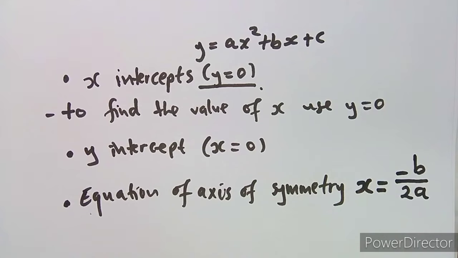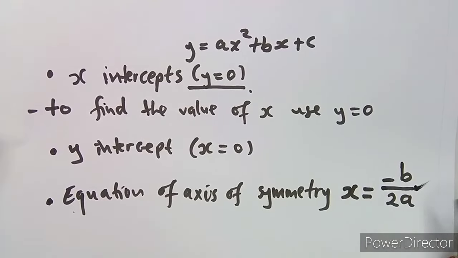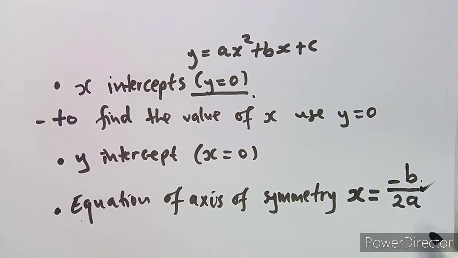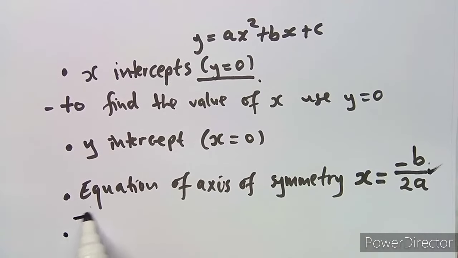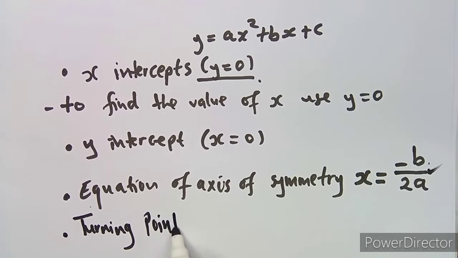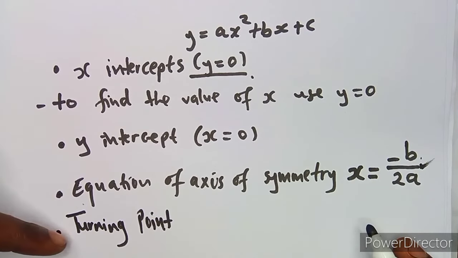As you can note, it's a matter of substituting from the equation that you are given. I'm going to show you, working with examples, how you substitute. Then the last thing is the turning point. Using this information you can sketch a graph: the x-intercept, the y-intercept, and the turning point. The equation of the axis of symmetry is not important for sketching, but the turning point is.